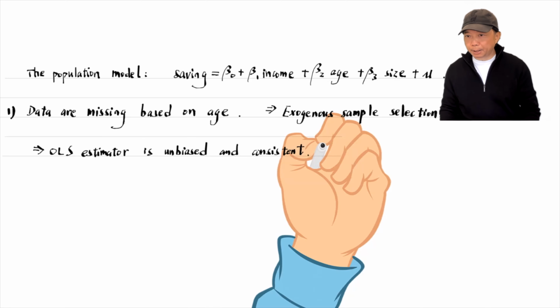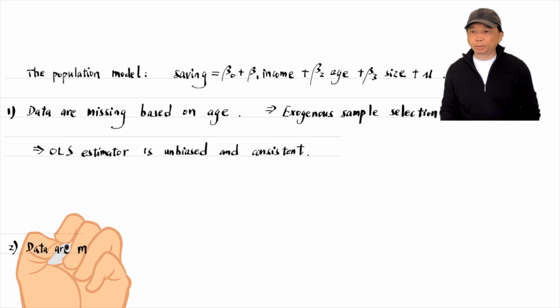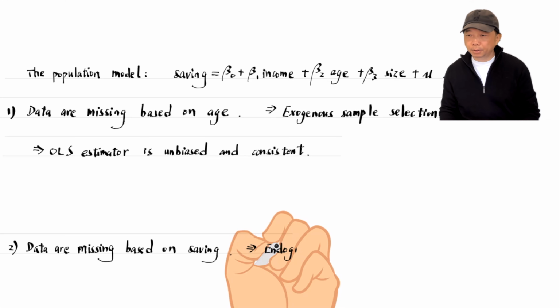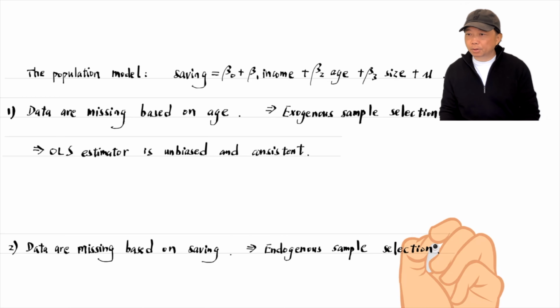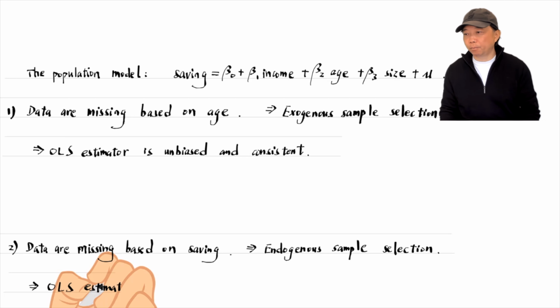Here is the same population model. We want to understand the savings behavior of the population of all adults. However, this time we only have data for people with savings below $50,000. This is a non-random sample from the population of interest, and it is selected based on the value of the outcome variable.